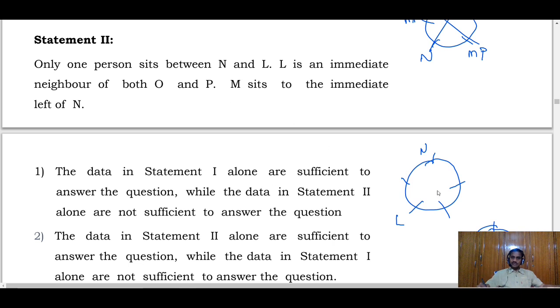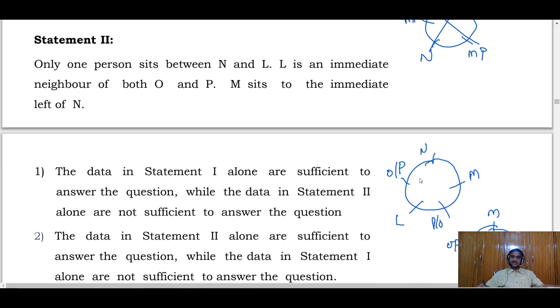L is an immediate neighbor of O and P. And M is here. Now M is at this place. M sits to the immediate left of N. Here it is not. Now, in this case, M is to the immediate left of N is ruled out.